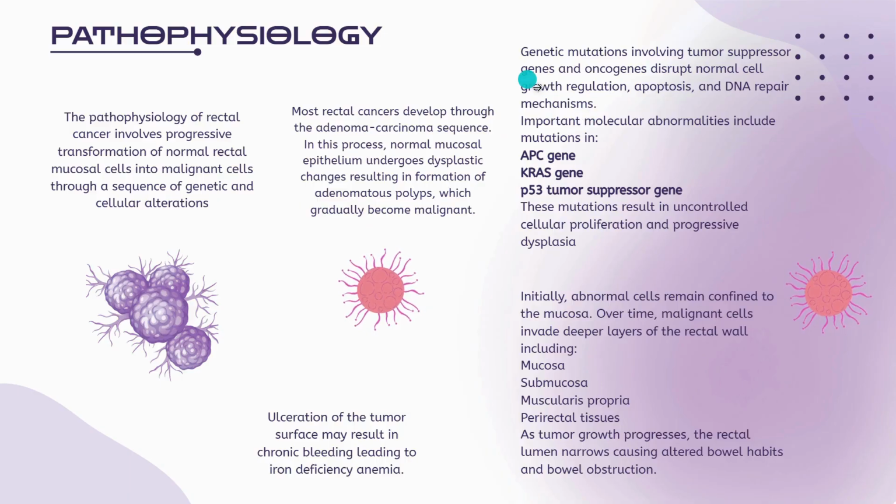Genetic mutations involving tumor suppressor genes and oncogenes disrupt the normal cell growth regulation, apoptosis, and DNA repair mechanism. Important molecular abnormalities include mutation in APC gene, KRAS gene, and P53 tumor suppressor gene. These mutations are uncontrolled, and cellular proliferation and progressive dysplasia occurs.